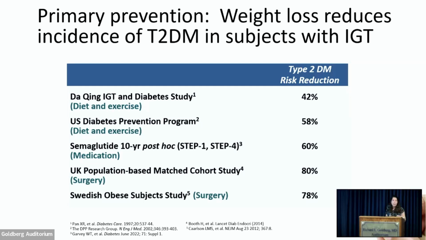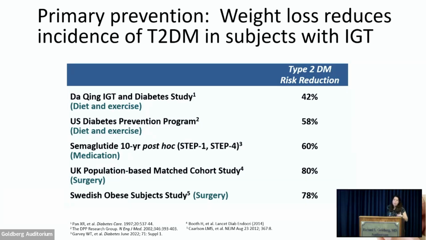And then when we look at bariatric surgery, again, the most aggressive intervention with regard to weight reduction, we start to see outcomes of about 80% diabetes risk reduction. What you'll also notice is it's not 100%, right? So even the interventions we have are not foolproof.